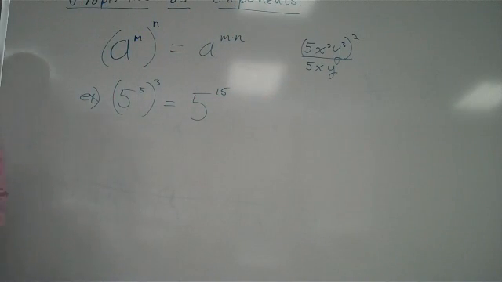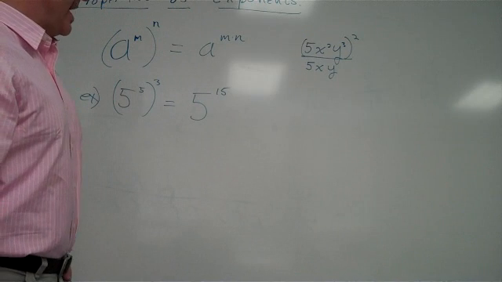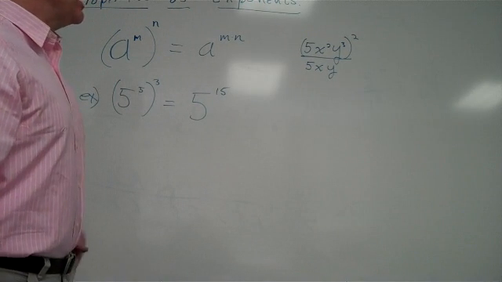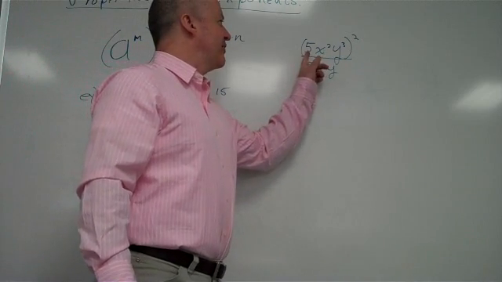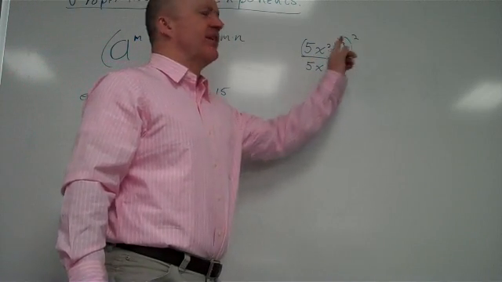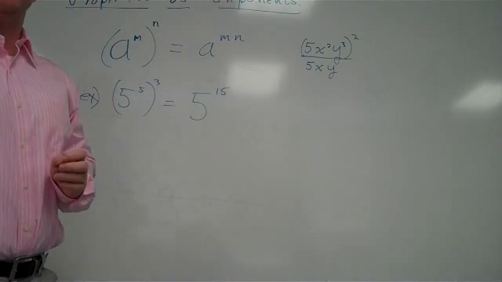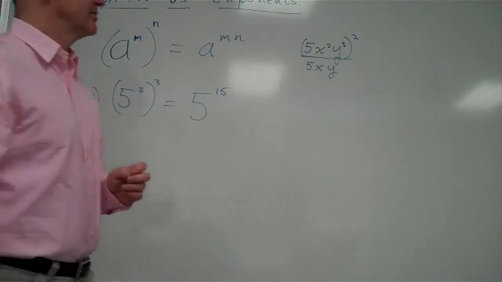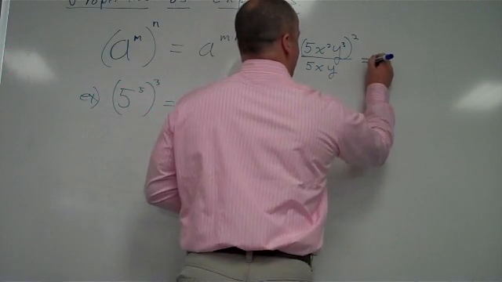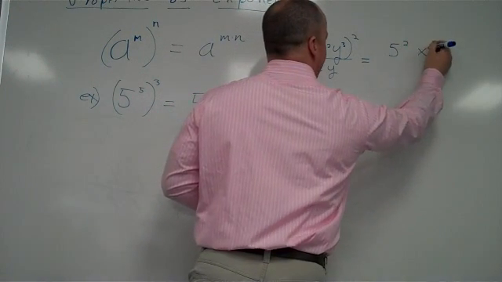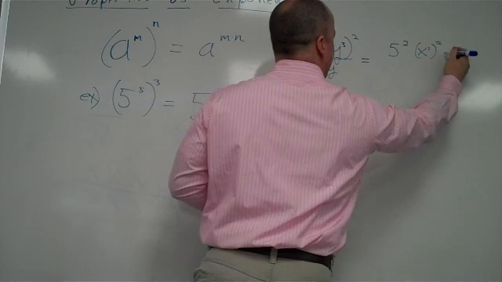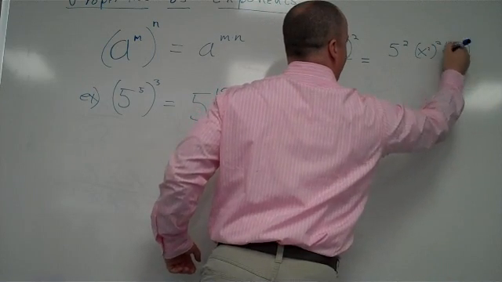Get this expression in simplest form. Now, there's one thing I did not mention yet. What does it mean when I have 3 things being multiplied in here and they're all being raised to a power? You raise each individual one to the power. So my first step is going to be 5 squared, then x squared squared, then y to the 3rd power squared.